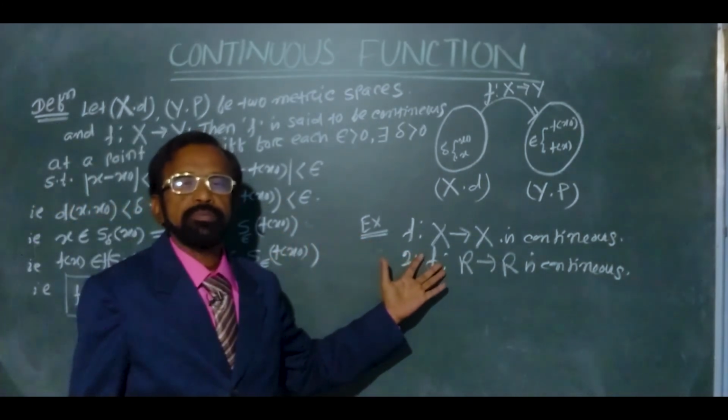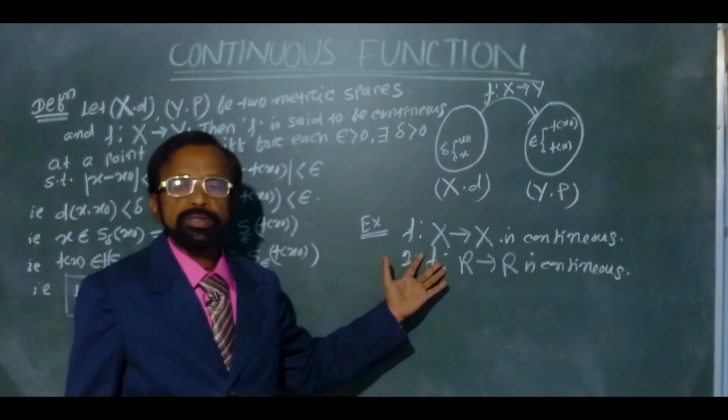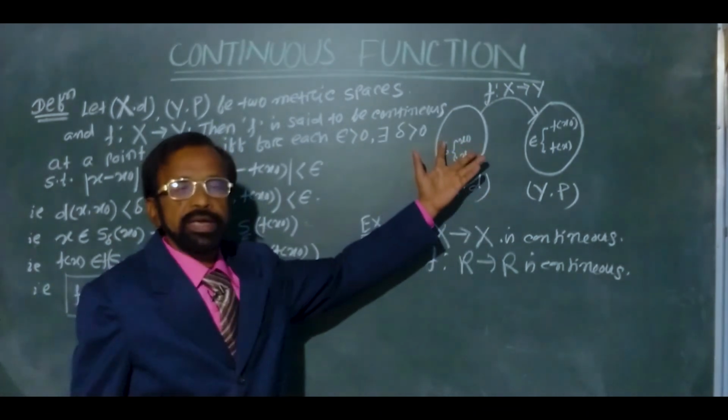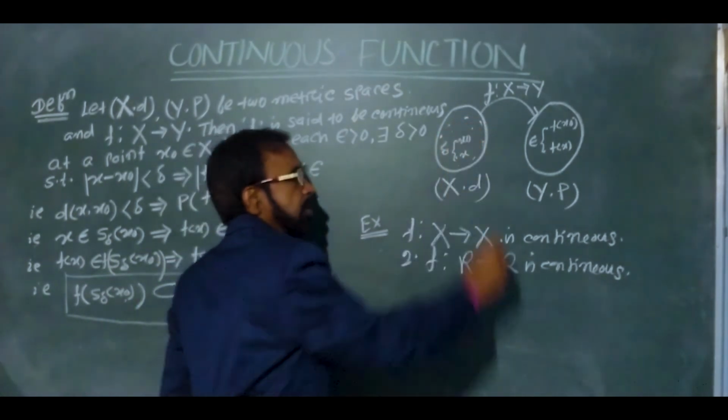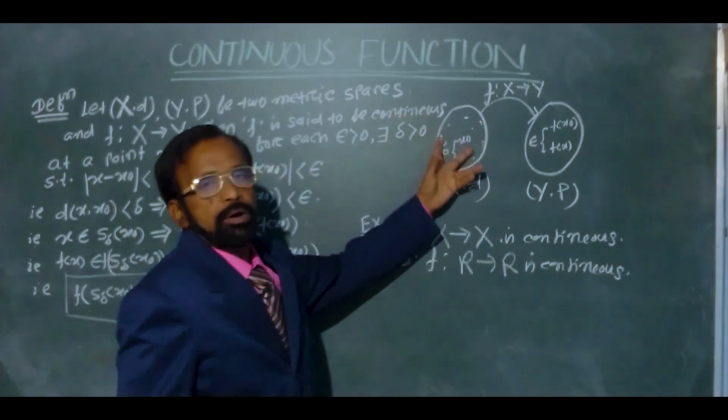These are the examples of continuous functions. There are several examples of continuous functions. A function is said to be continuous on the whole set X if it is continuous at each of its points. Then we say that the function is continuous on X.